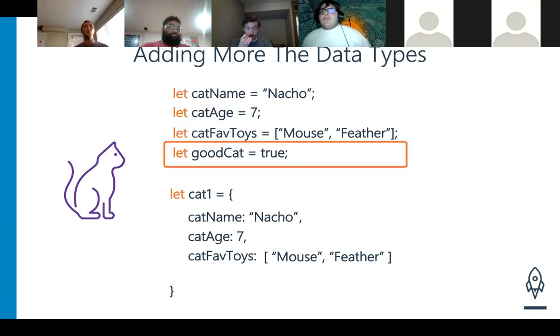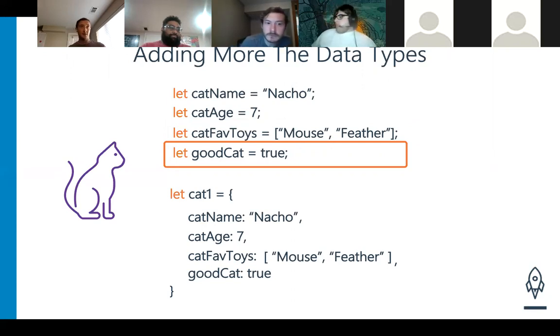Awesome. Let's move down to one more. Let good cat equal true. So for this one, it's a Boolean. So what we gotta do is bring in good cat colon true after we added that comma at the very end. So as you can see in here, we are now storing strings together. We're storing numbers together. We're storing arrays with strings inside of them together, and Booleans. Isn't that crazy? What a great day.